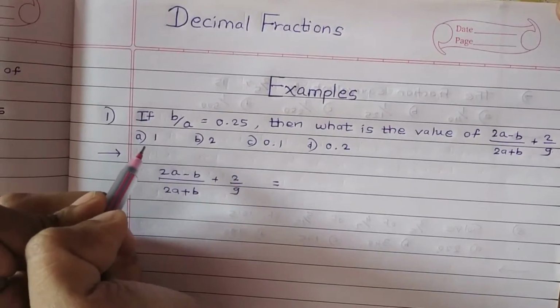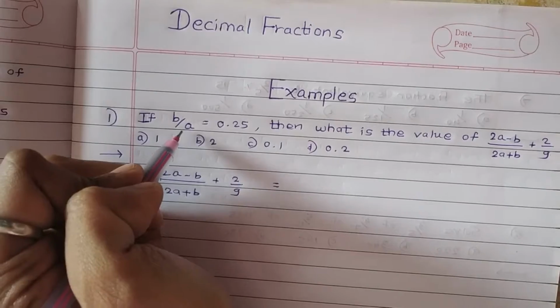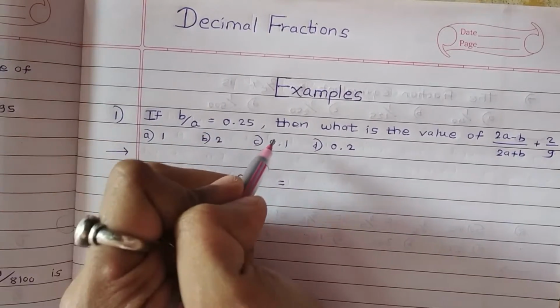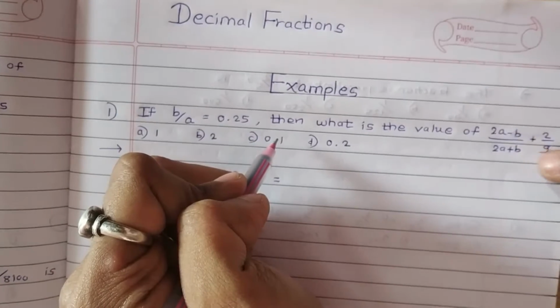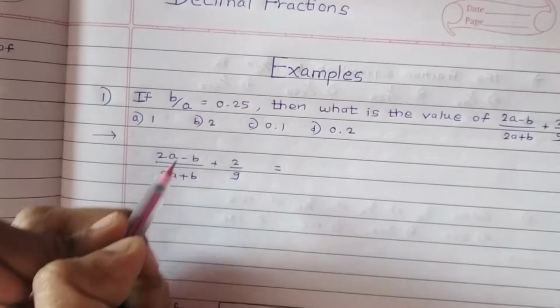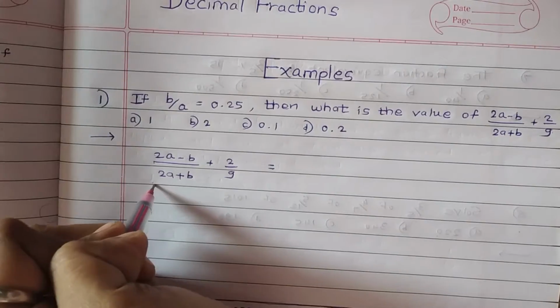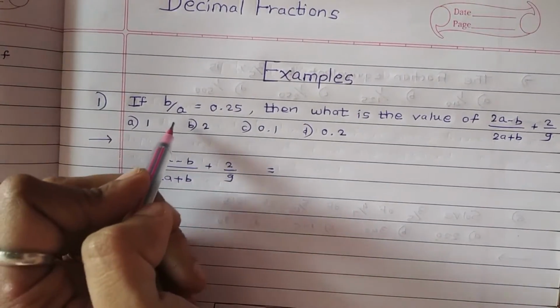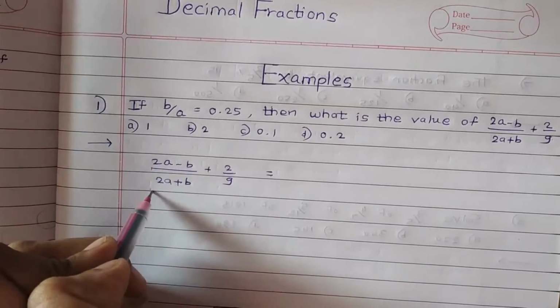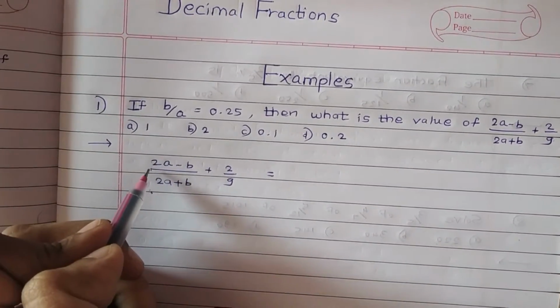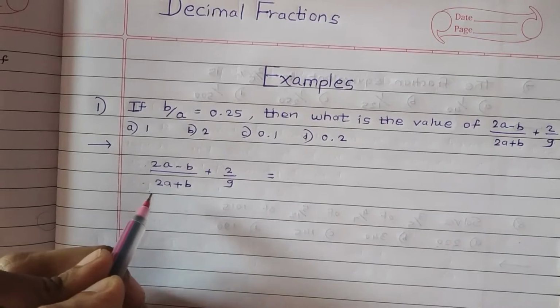In this first example, if b by a is equal to 0.25, then what is the value of (2a minus b) upon (2a plus b) plus 2 upon 9? This is the example given. In this you can't see b by a, hence you have to adjust it. How can you adjust it? Simply divide numerator and denominator by a.